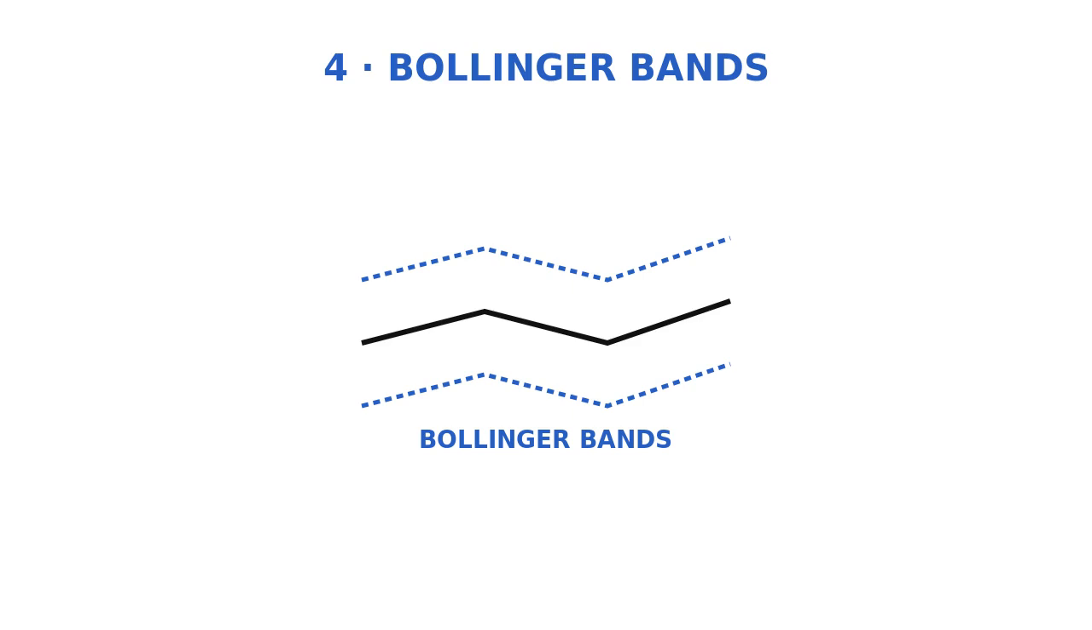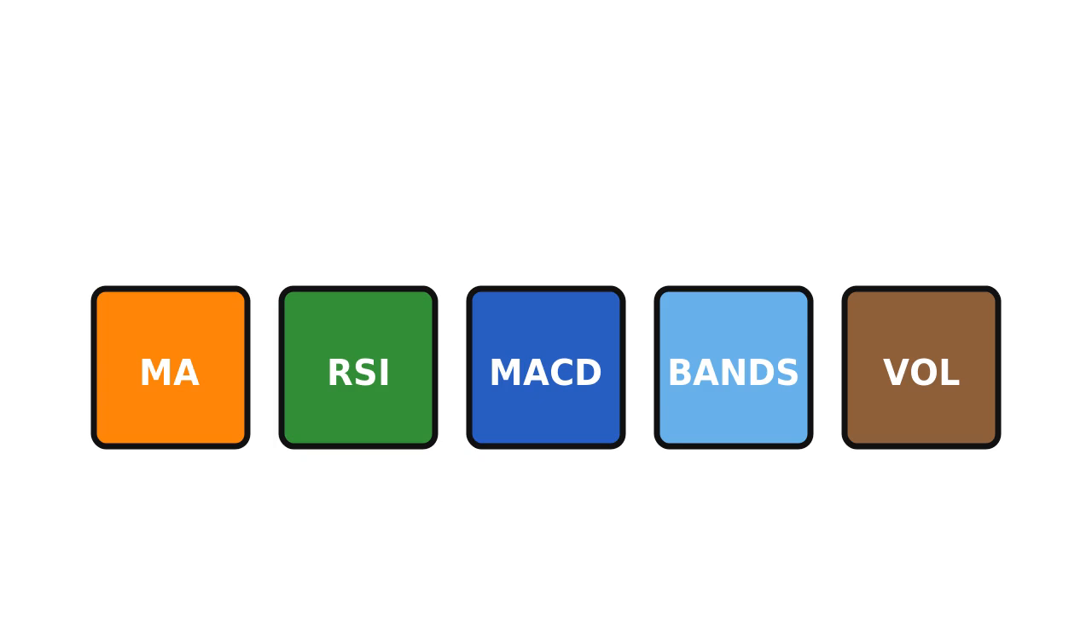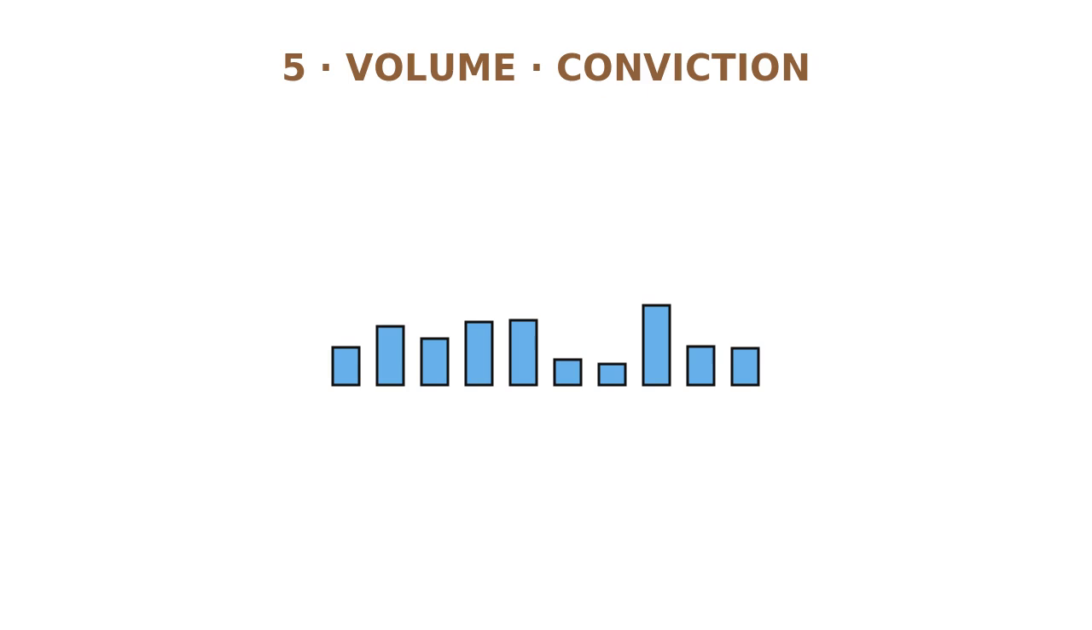Indicator 5 is one you already know, and it sits quietly under everything else. Volume. The bars showing how many shares traded. Volume is the conviction behind a move. A breakout on huge volume is trustworthy. The crowd is committed. A move on thin volume is suspicious. Whatever the other indicators say, volume tells you whether the market actually means it.